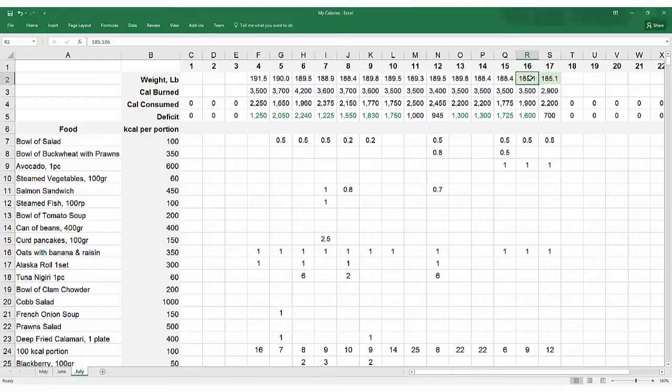By the way, check out this weight difference here. On July 15, I was 188 pounds, and on July 16, I was 185. And there is a dramatic change in there. Can you guess what I did? I still consumed about the same amount of calories. So, what is it? 1900? Oh no, 1775. That's about average of what I was doing before.